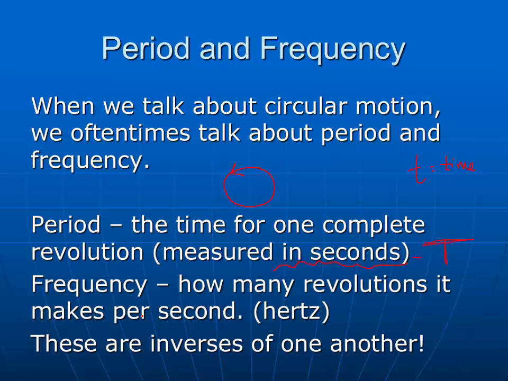One complete revolution. And then the other word we need to talk about is frequency. Frequency is how often something happens. If something is very frequent, it's happening a lot of times per second. So frequency is how many revolutions, or how many times around the object will go in 1 second. And that is always measured in a unit called hertz. The symbol for hertz is Hz, and the symbol for frequency is a lowercase f. So these two values are inverses of one another.